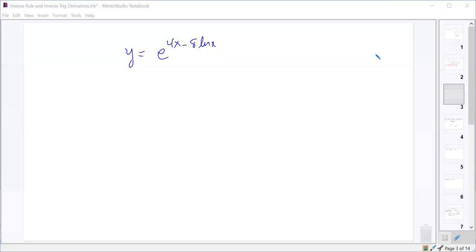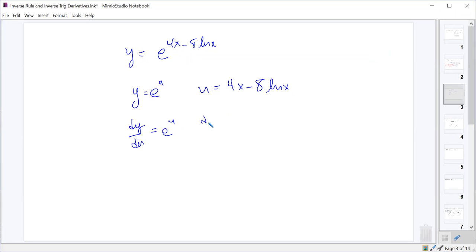All right, so to find the derivative of this one, this is y equals e to the u, with u equal to 4x minus 8 ln x. So we need to find dy du. And since dy du is just the derivative of e to the u, that's just e to the u. And then we have to find du dx, which is the derivative of 4x minus 8 ln x, which is just 4 minus 8 times the derivative of natural log of x, which is 1 over x. So 8 times 1 over x is just 8 over x.